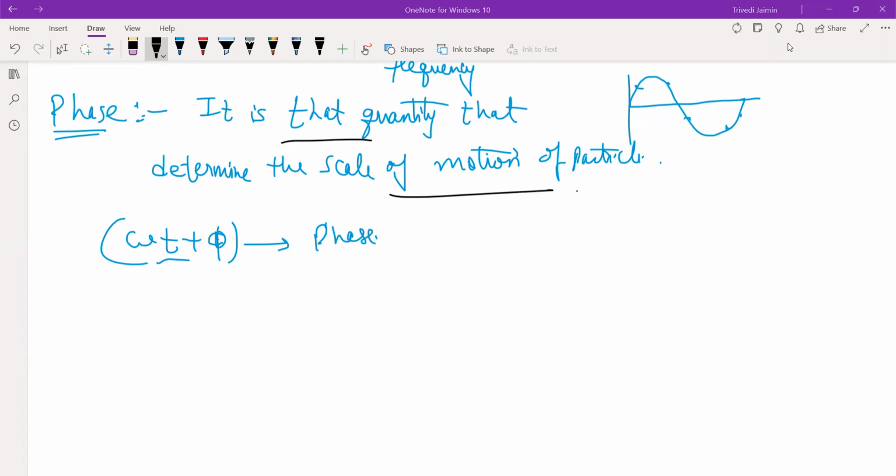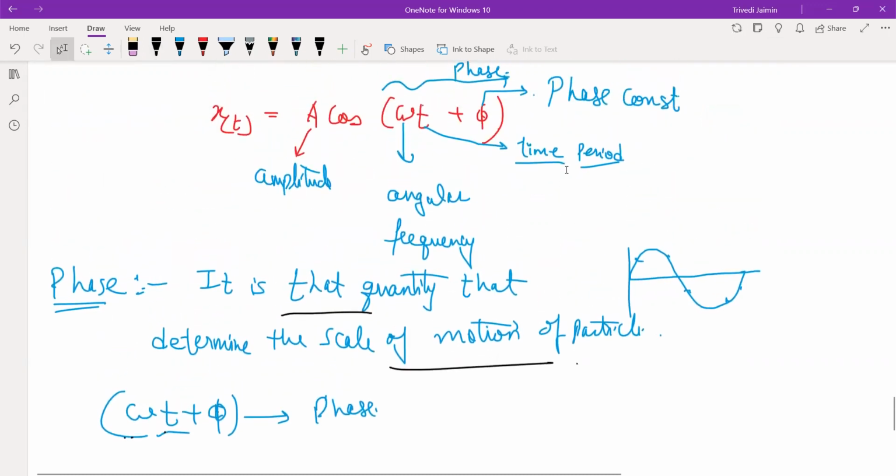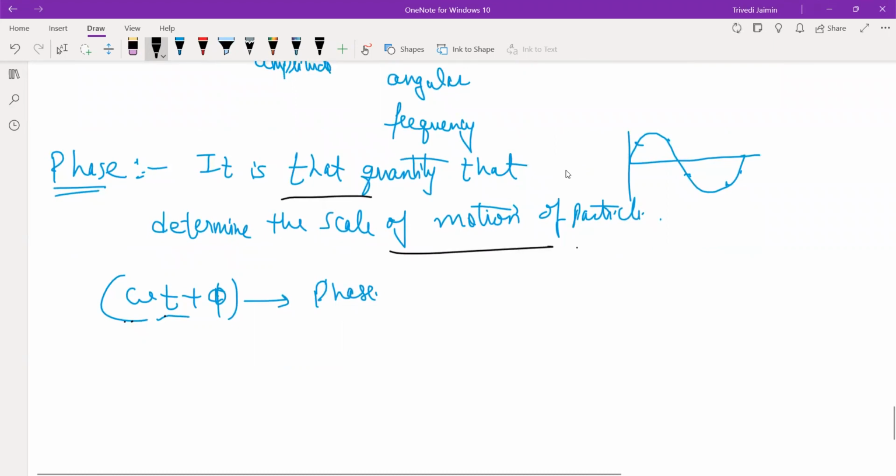Okay, so this total term omega t plus phi is a phase. Now what was omega t? What is omega? It is angular frequency.